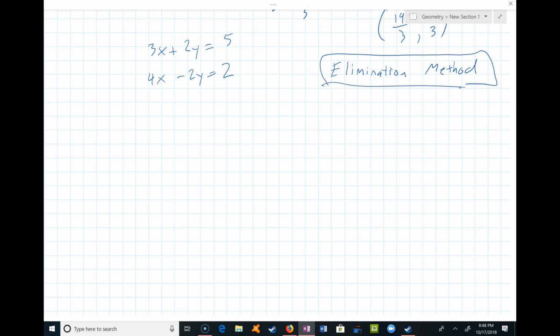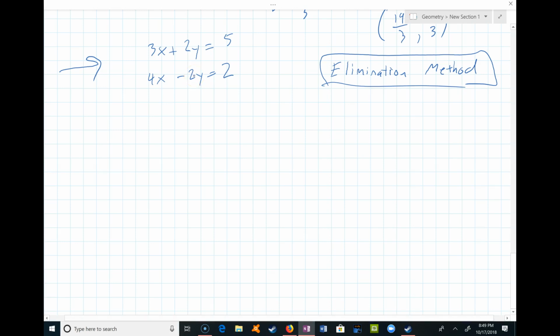So what I'm going to do, and this one really shines when you have a situation like this. This is set up perfectly for the elimination method. Notice that in the first equation, I have a 2y, and in the second equation, I have a negative 2y. The reason why that's so cool is because if I was to add these two equations together, the y's would be eliminated. That's why it's called the elimination method, right? Because if I add 2y to negative 2y, I get 0.